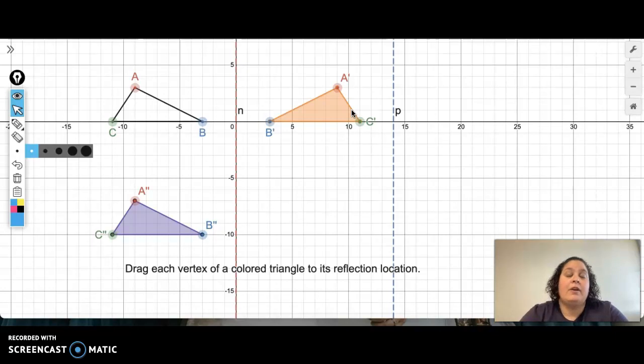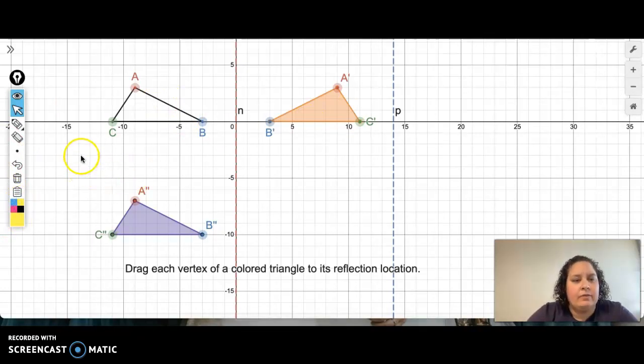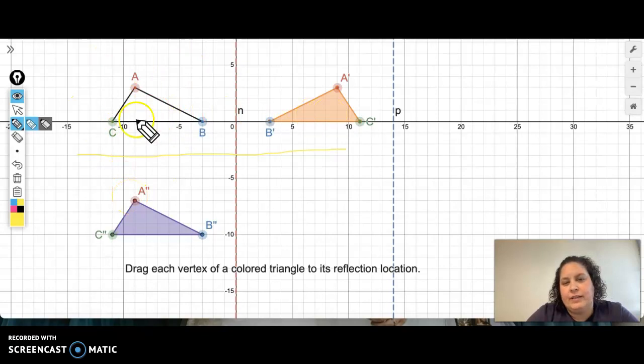Okay? Reflection is when we actually flip the figure. Today, what we're going to talk about is translation. But I want to do one more reflection before we do that. Imagine that I have a yellow line right here, and I say, okay, I want you to reflect this figure over here. So we've reflected it left and right. We want to reflect it up and down. So let's look at that.